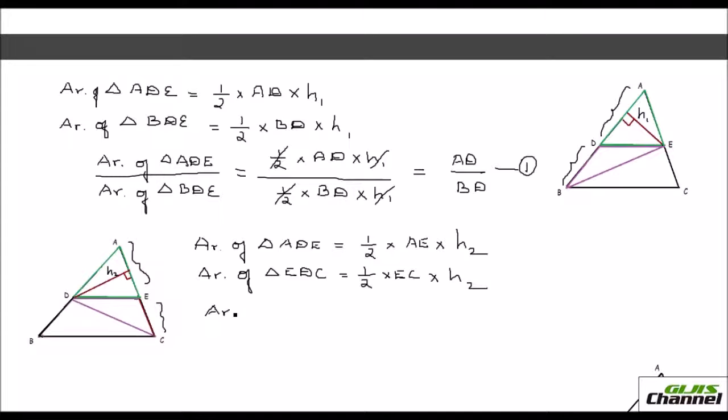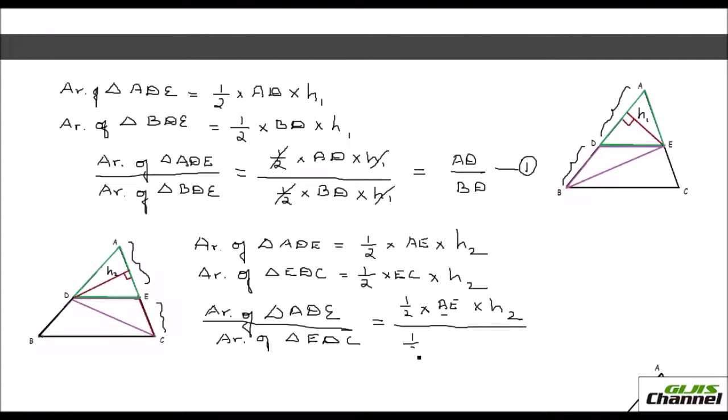So that is area of triangle ADE divided by area of triangle EDC. So that would be half times AE times H2, right? The whole divided by half times EC, the base is EC, times H2 again. The height from D, when you draw a straight line, is H2, right? So for the triangle EDC also the height is H2. Now again your half and half get cancelled, and H2 and H2, the heights, get cancelled as they are the same. So you have AE over EC. Got it? Okay, this is equation 2.